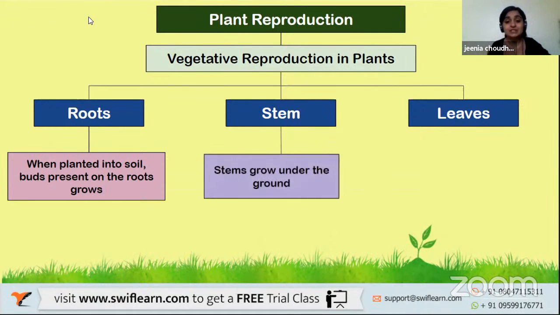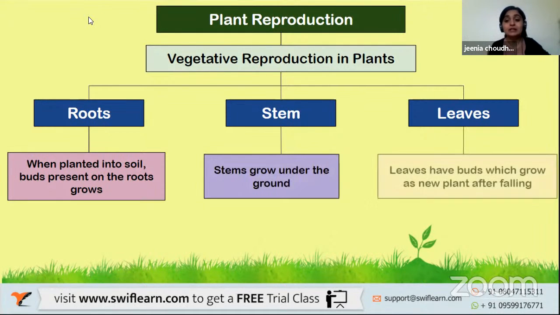Moving to stems, stems grow under the ground. Leaves have buds which grow as a new plant after falling. If I talk about a stem example, if you cut an aloe vera and put it in the ground, it grows into another plant. Similarly, if a stem of a rose plant is cut and put in the soil, it turns into a new plant. And leaves have buds which grow as new plants. If you remember, we read about bryophyllum.